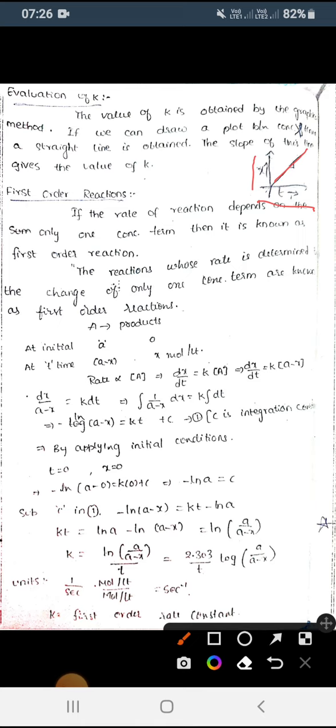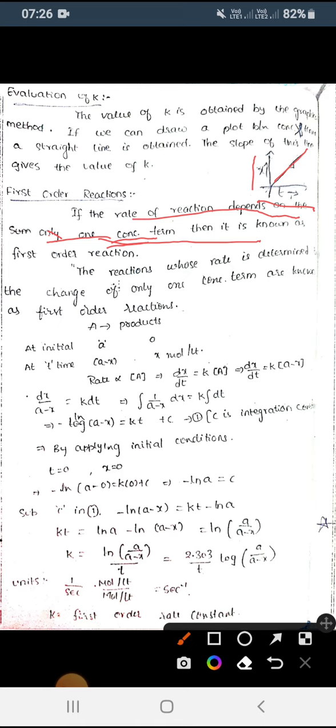Like that we have to find for first order reaction, and also for second order reaction, and also for third order reaction. So what we have told: zero order is independent of the concentration of reactant. Coming to first order, what is a first order reaction? A first order reaction is one where the rate of reaction depends on the concentration of only one reactant. We call it a first order reaction.